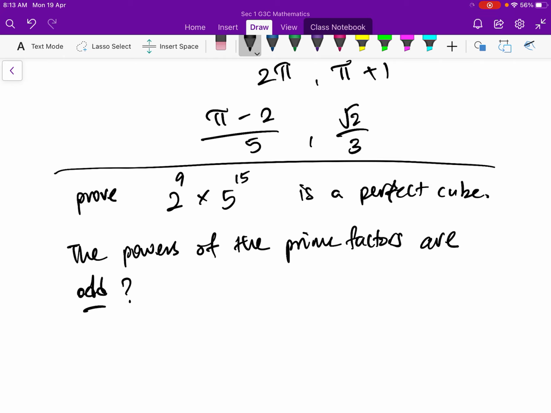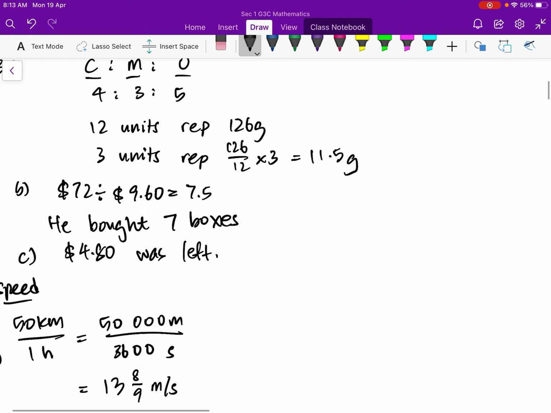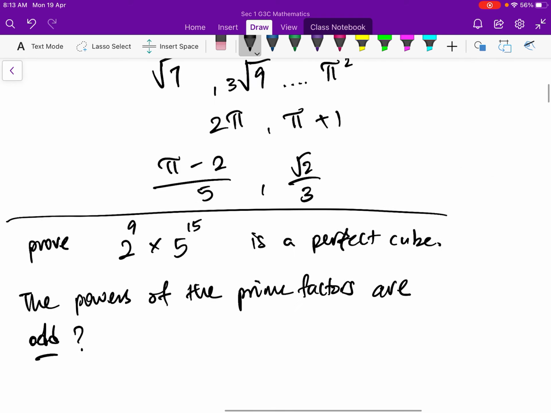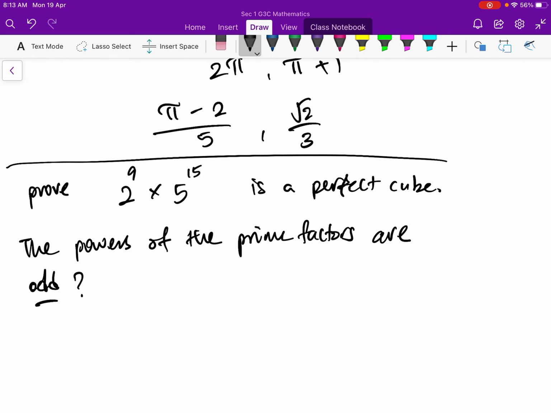Does it mean that this is a perfect cube because the powers of the prime factors are odd? Because in the previous case we said even, right? Besides multiples of 2, we said it could be even. So how about this? Perfect cube, therefore odd means perfect cube. No, it doesn't mean that way. It is not because they're odd that they are perfect cubes. It is because the powers of the prime factors are multiples of 3. You can break them into 3 groups.